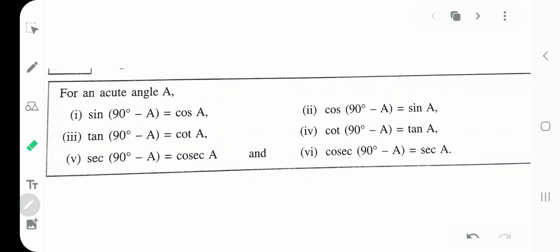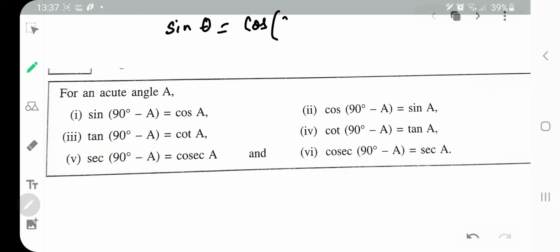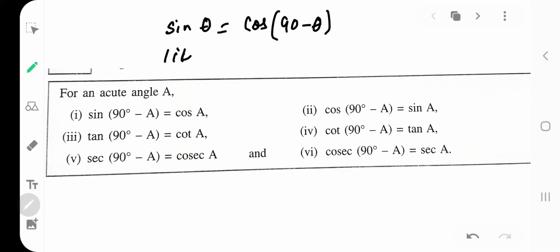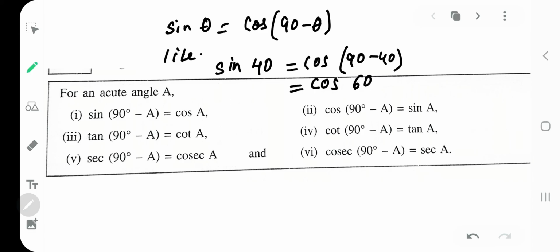In grade 9th, we have done that if I give you sine theta, that will be cos 90 minus theta. For example, if I give you sine 40, that will be cos 90 minus 40, that is cos 50. So now you have to understand that sine has a relation with cos, tan has a relation with cot, and sec has a relation with cosec.